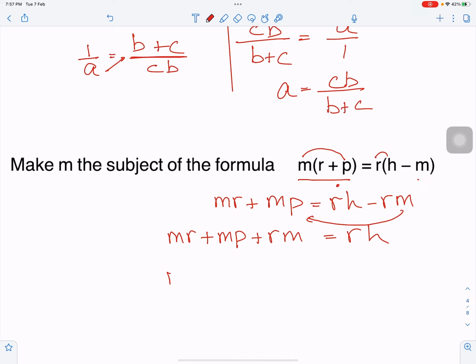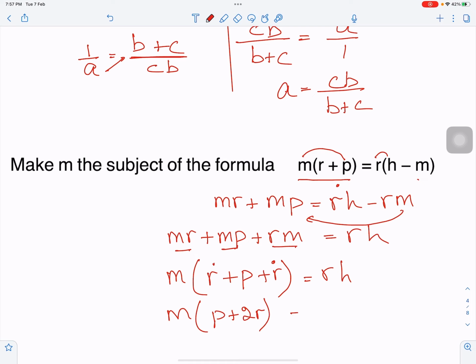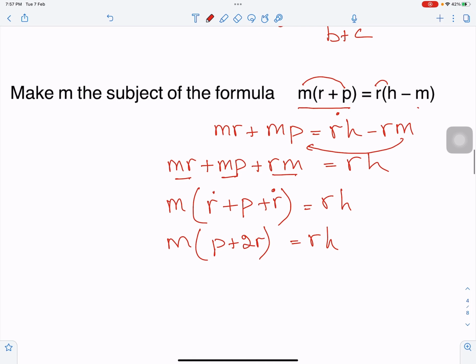Now I will take M common out from the left hand side because M is present in all three terms. So it will be R plus P plus R is equals to RH. Now this R and this R will become 2R. So it is P plus 2R is equals to RH, right? Now because this and this is multiplying because of the bracket, so like we have done earlier, we call it simple cross multiplication. So it will become this.